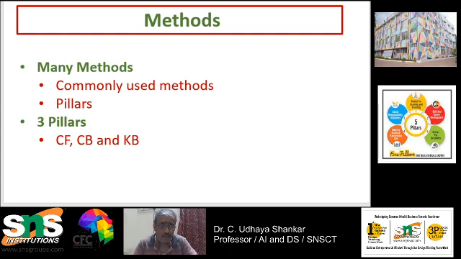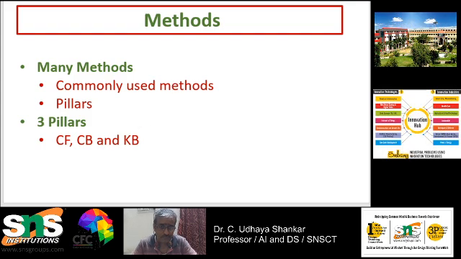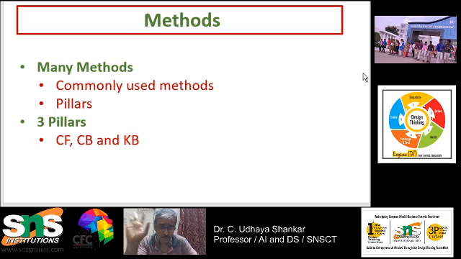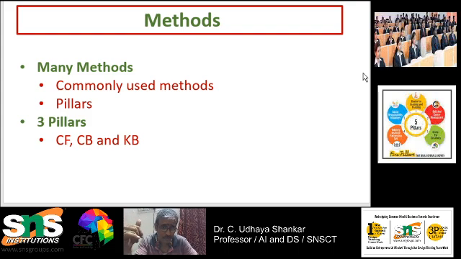Okay, so what are the different methods? Anyway, there are many methods at present, not a single or 3 or 5 or 6, there are many methods. I don't know whether it may be nearing 100 or something like that. There are many methods in recommender systems used nowadays.